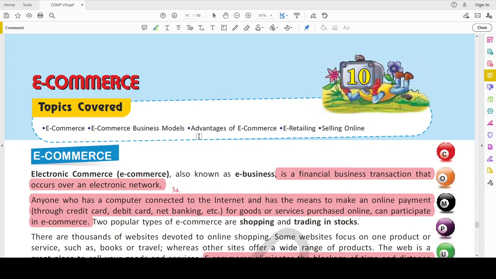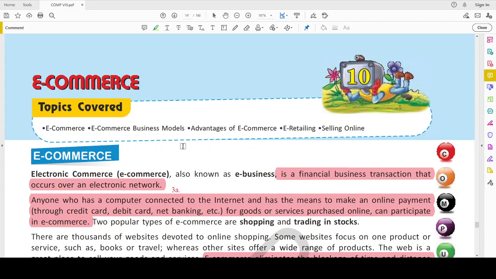We will go through the advantages. We will see how e-commerce is advantageous to the buyers and to the sellers. Both of them get benefited out of transactions done in e-commerce. So what are the advantages with respect to the buyers and the sellers? We will see the various steps of e-retailing and selling online.